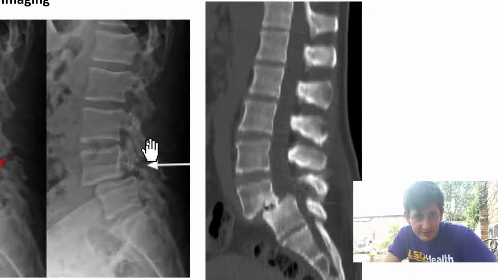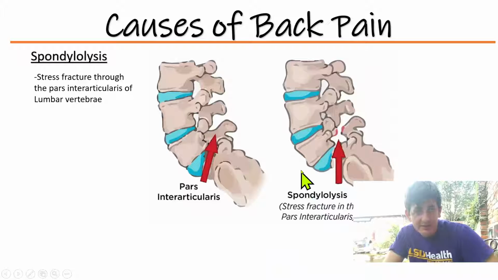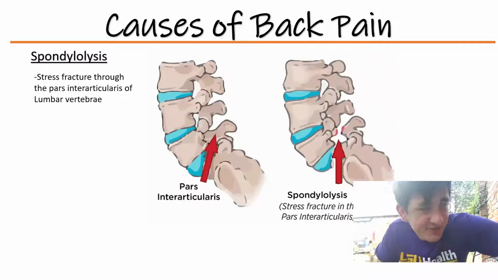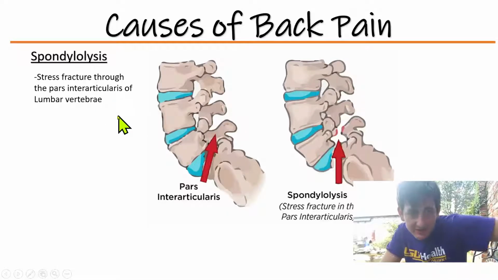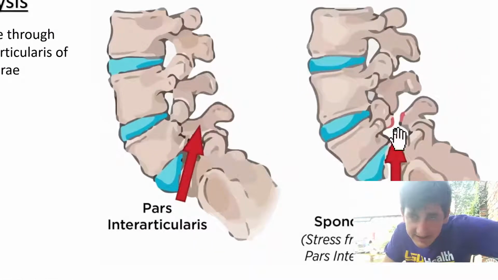L5 here, L4 there. So, spondylolysis. This is a stress fracture that happens at the pars interarticularis of lumbar vertebrae. I just want to call that the PI because it's too long to pronounce or say. But you can see it here, and you can see the fracture here, and that is lysis, splitting, breakage.